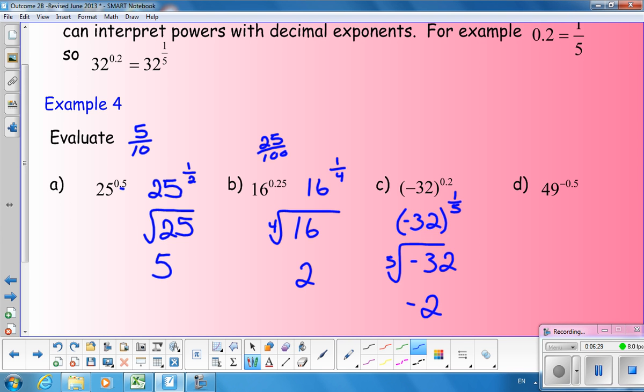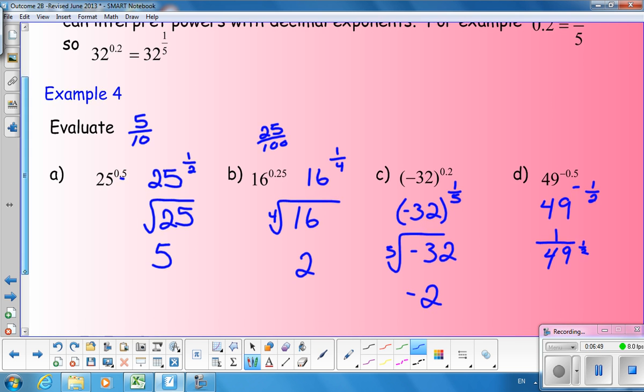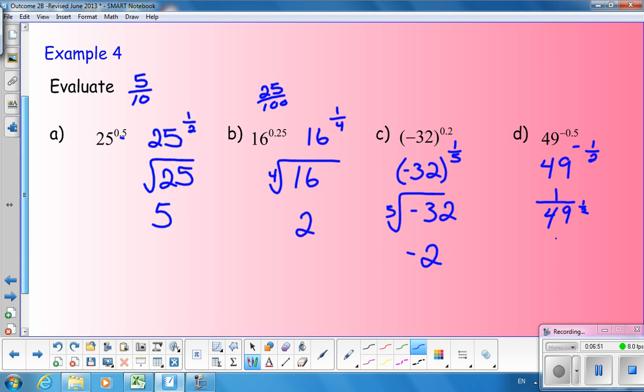49 to the power of negative 0.5. I know that 0.5 is 1/2, so this is equivalent to 49 to the power of negative 1/2. Dealing with the negative means take the reciprocal of 49. So I have 1 over 49 to the power of 1/2. The exponent of 1/2 means take the square root of 49, and the square root of 49 is 7, so my simplified answer is 1 over 7.